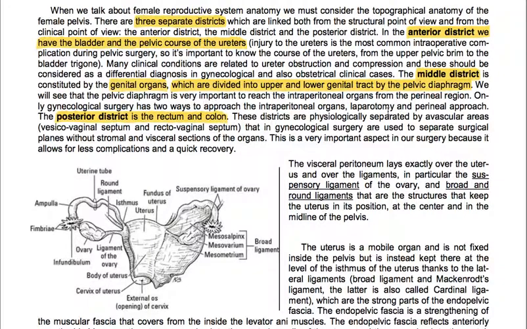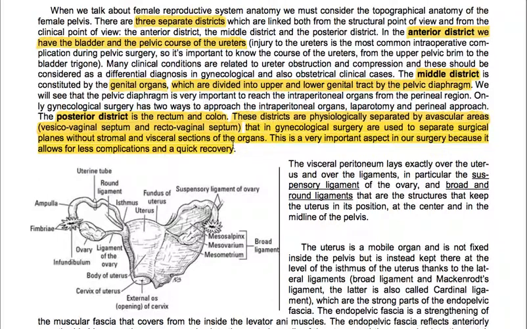These districts are physiologically separated by avascular areas, the vesicovaginal septum and rectovaginal septum, that in gynecological surgery are used to separate surgical planes without stromal and visceral sections of the organs. So we go with these septa. Through these septa we manage not to damage and section the visceral organs. This allows also, obviously, to have fewer complications and a quick recovery.